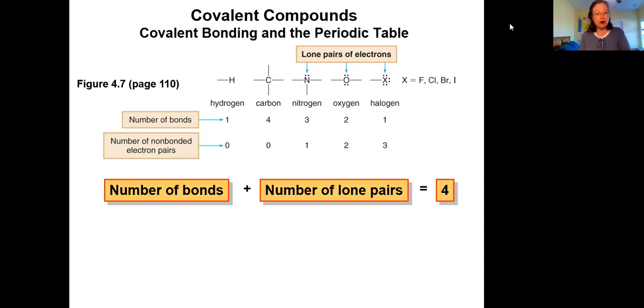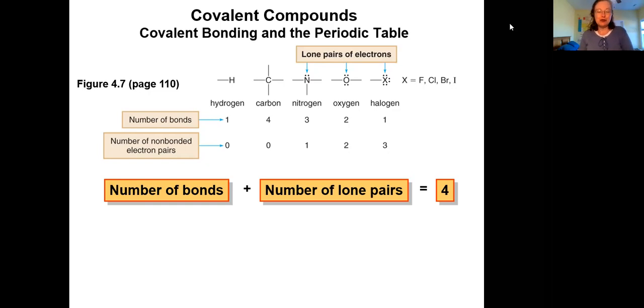Carbon has 4 valence electrons to share. He needs 4 more to be like his nearest noble gas. So he wants 4 bonds. Once we give him those 4 bonds, he's used up all of his valence electrons. So now there are none left over to draw as dots in a lone pair. 4 plus 0, 4 bonds plus 0 lone pairs adds up to 4.